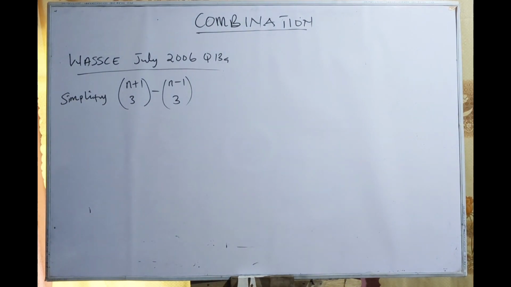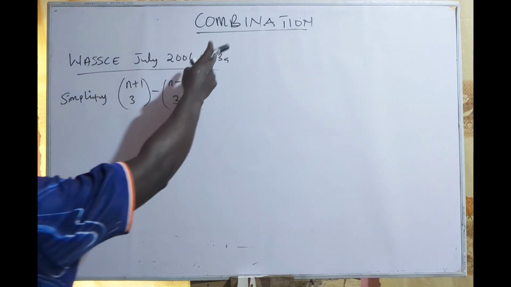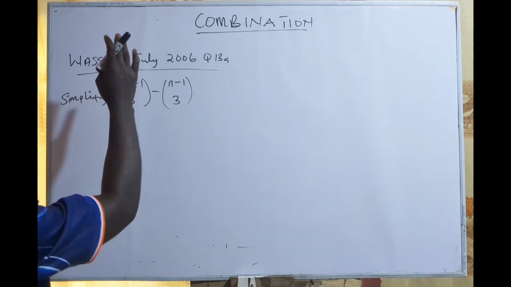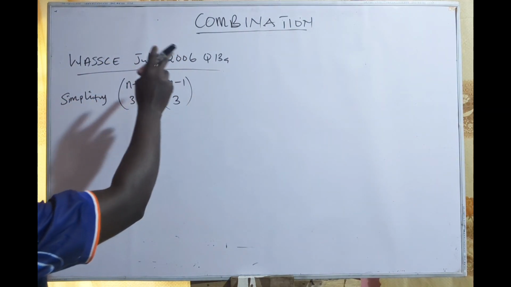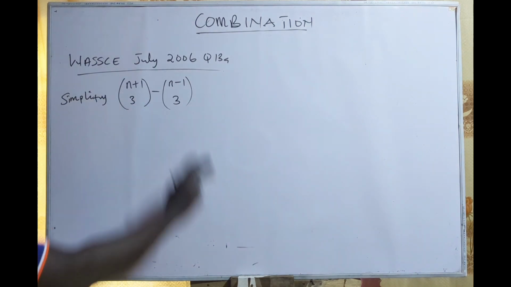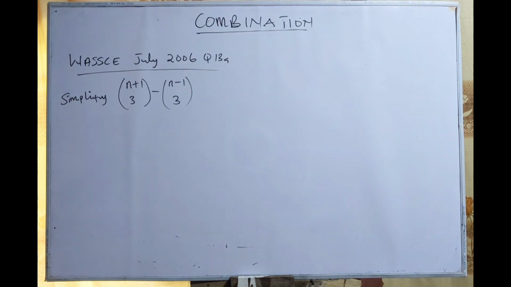Hello, let's look at this question. We are still on combination. What's the July 2006 question 10? Okay, so simplify n plus 1 combination 3 minus n minus 1 combination 3. So if you see it, this is not vector, it's combination. Alright.